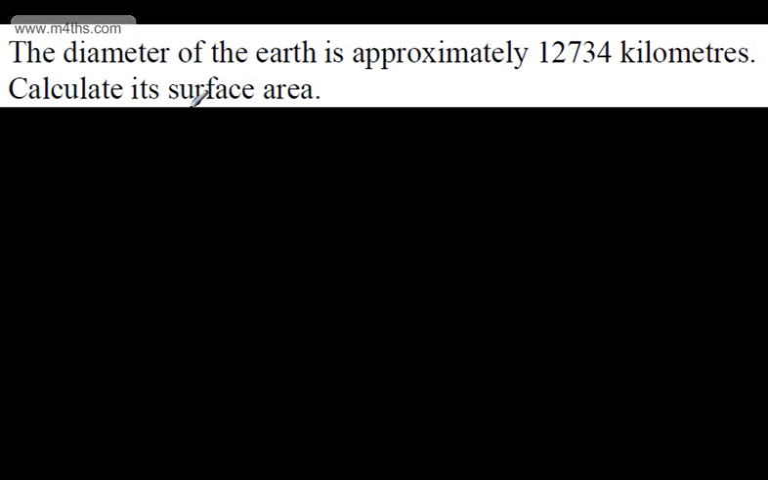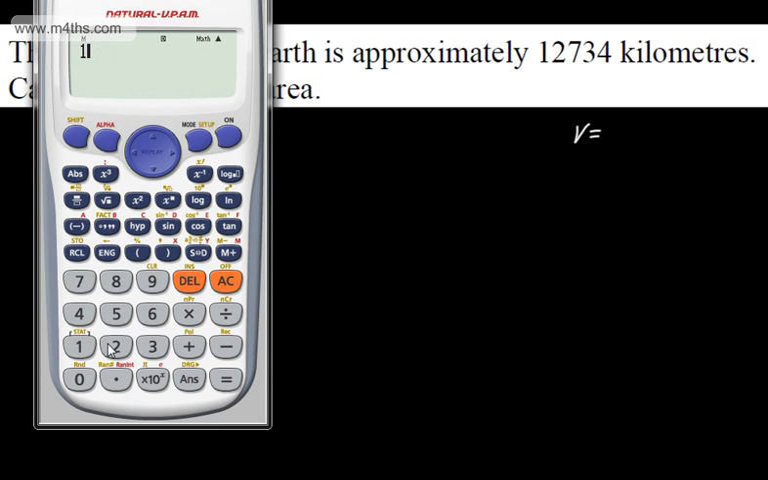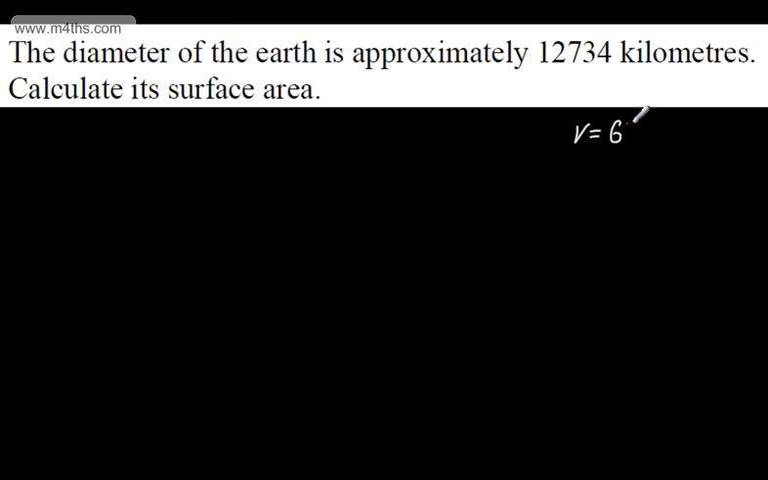The diameter of the Earth is approximately 12,734 kilometres. We're asked to calculate its surface area. So what we've got here is the diameter. The radius is going to be equal to half of this. So I'm going to find half first. So we've got 12,734, and we're going to divide this by 2. That gives me 6367. So the radius is 6367 kilometres.